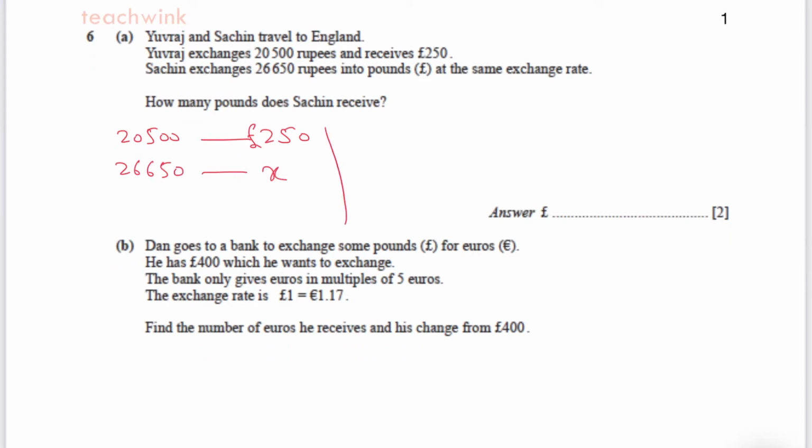We cross multiply. So x would be equal to 26,650 times 250 divided by 20,500. Let's plug this into the calculator. We have 26,650 times 250 divided by 20,500. This gives us 325 pounds. So we write our answer over here.